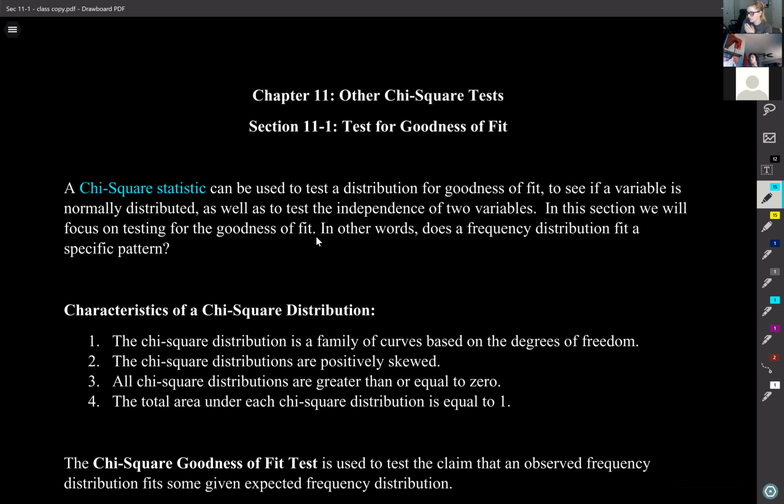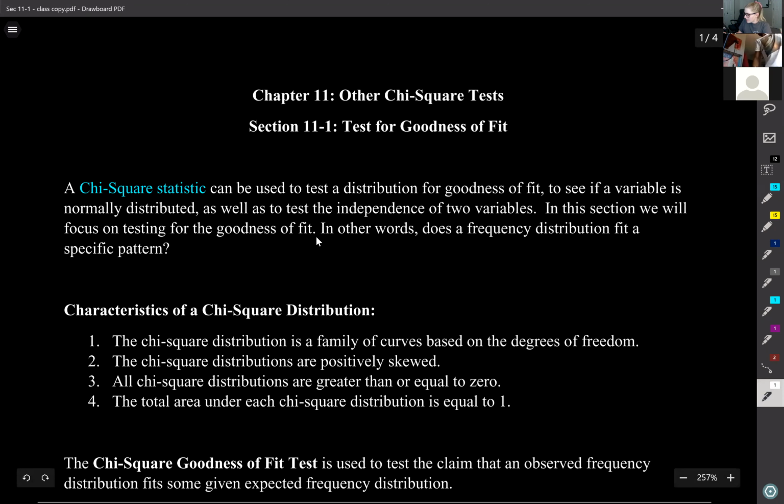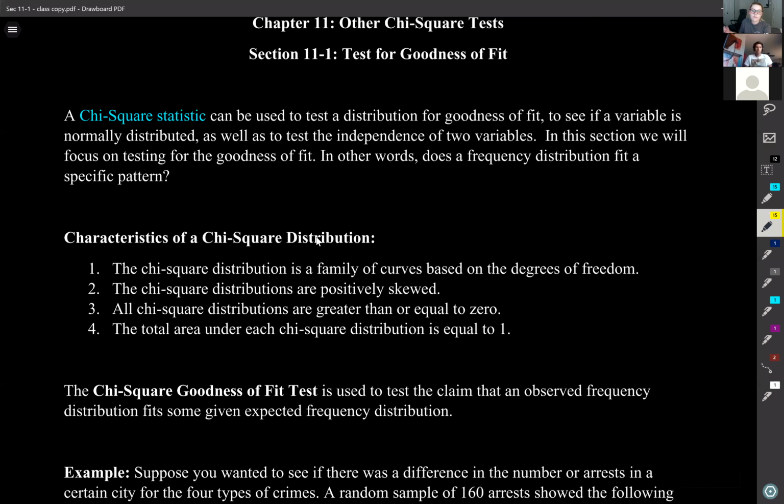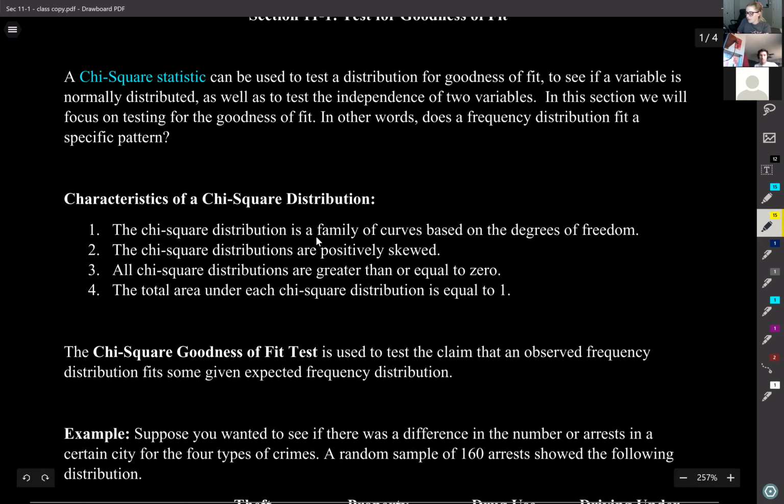Right away, I will define an example and we'll work with this one example through the whole thing. But before we do that, we will talk about some characteristics here because you've never heard of the chi-square distribution before. So I'll list 4 things about it. The chi-square distribution is a family of curves based on degrees of freedom. That might ring a bell. The T distribution was also a family of curves, and then we talked about degrees of freedom.